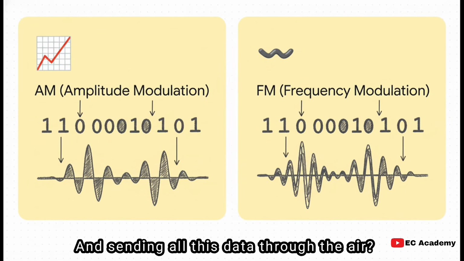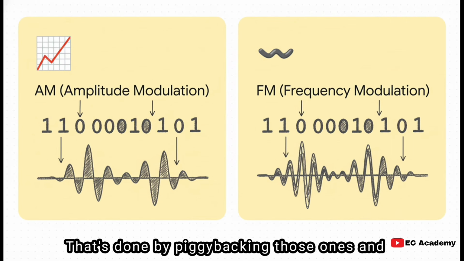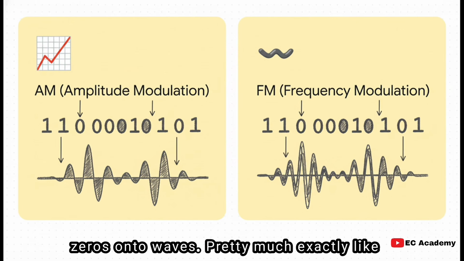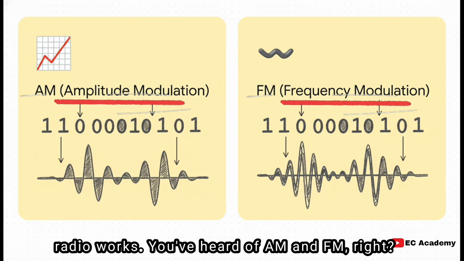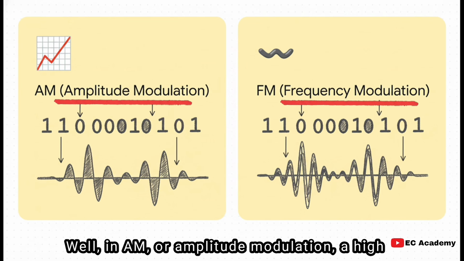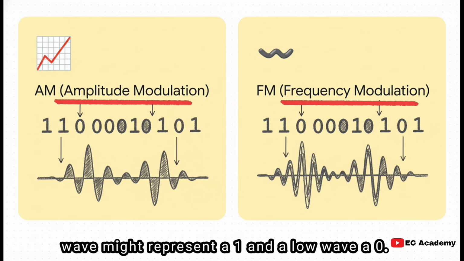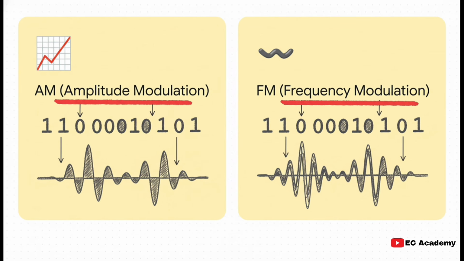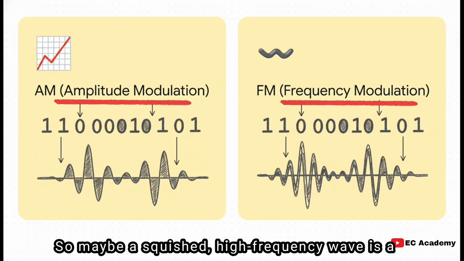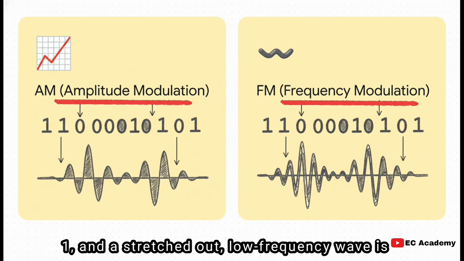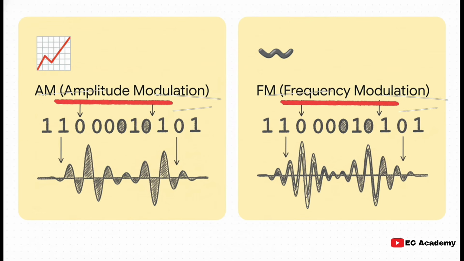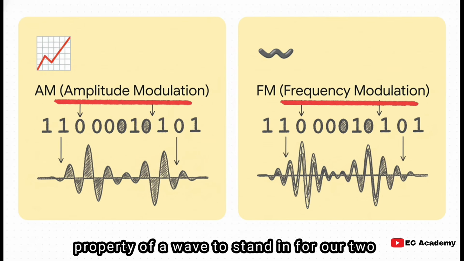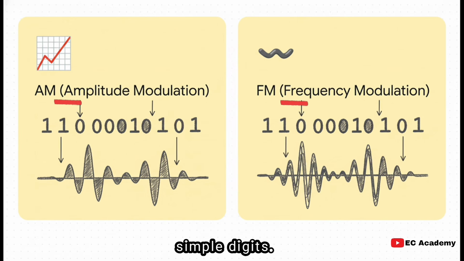And sending all this data through the air? That's done by piggybacking those ones and zeros onto waves, pretty much exactly like radio works. You've heard of AM and FM, right? Well, in AM, or amplitude modulation, a high wave might represent a 1, and a low wave a 0. With FM, frequency modulation, they do the same thing but by changing how close together the waves are. So maybe a squished high-frequency wave is a 1 and a stretched-out low-frequency wave is a 0. Either way, you're just using a physical property of a wave to stand in for our two simple digits.